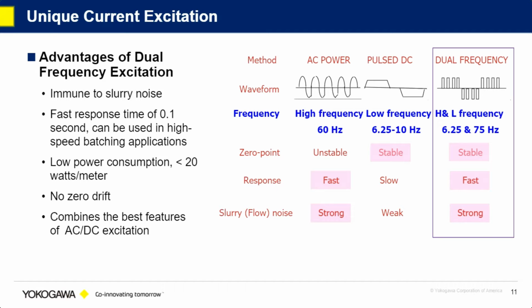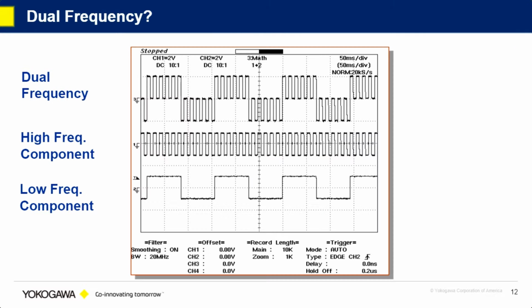So Yokogawa introduced the dual frequency excitation, which is standard in every meter we ship today. And that incorporates two pulse DC signals that are superimposed on one another. One's about 6.25 hertz, one's around 75 hertz. And it basically gives you the best of both worlds. Very fast response time for your slurry applications, good zero stability, high accuracy at 0.3% of your flow reading, and low power consumption. And if you were so inclined, if you want to hook an oscilloscope up to the device, you can actually see the low frequency, high frequency, and dual frequency components.